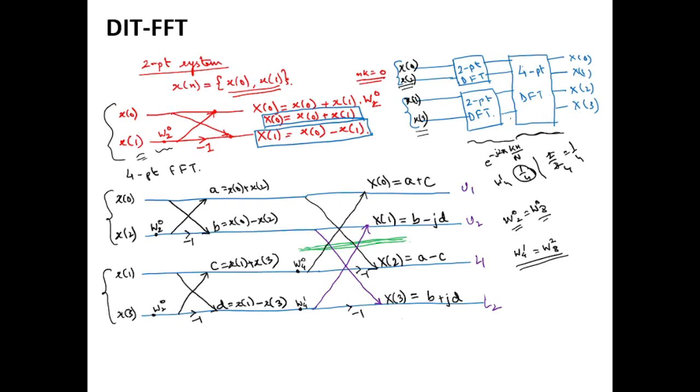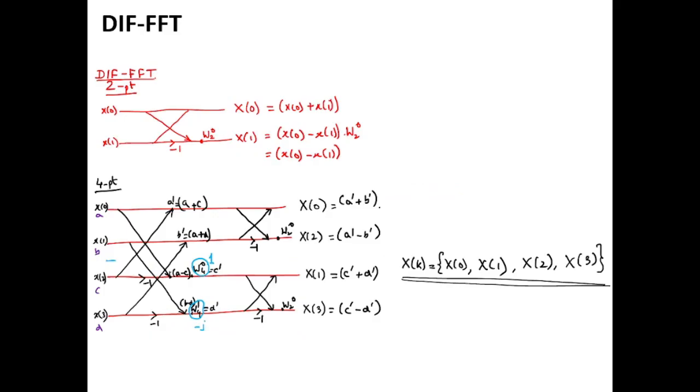So good evening. Let's start with the DIF-FFT. In the DIF-FFT, what happens is that our input is in the normal order and our output is in the reverse order. Then another important change is that first we do the higher order DFT and then we go for the lower order DFT. Apart from this, there is another basic change in the architecture.